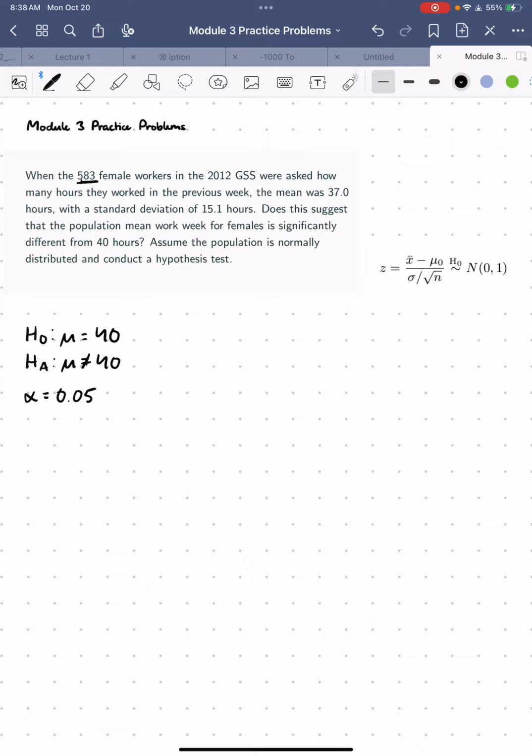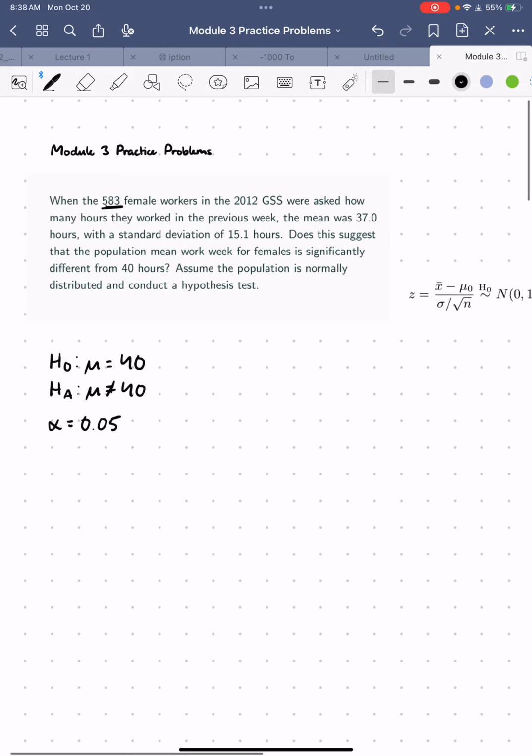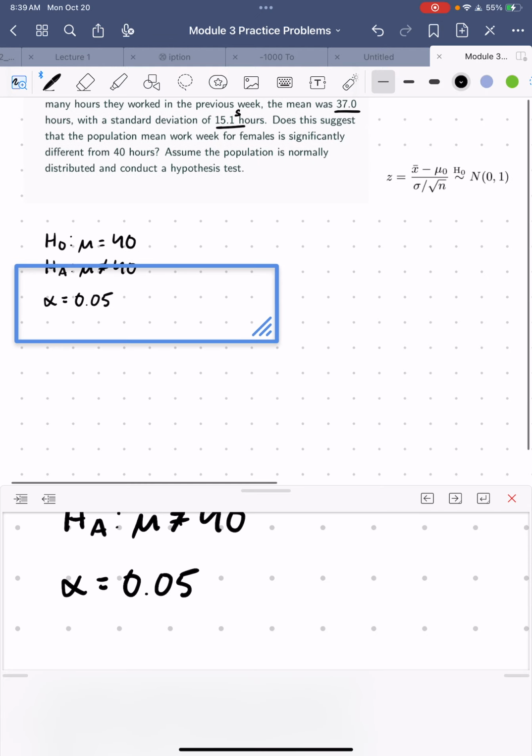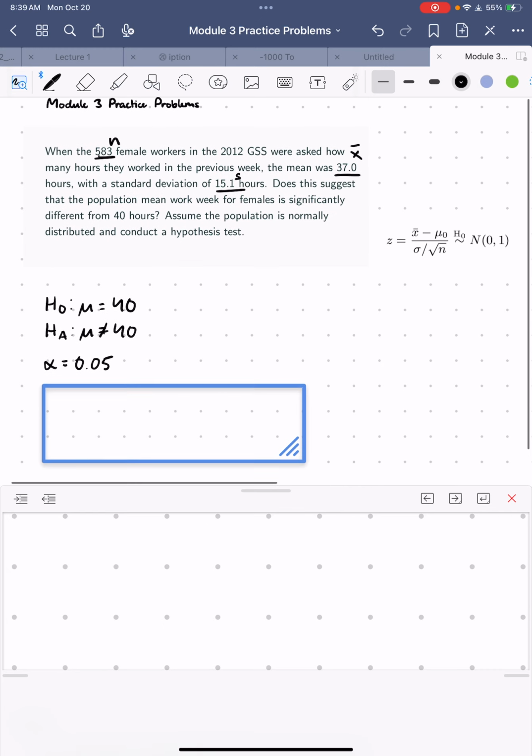So first we can get our values. We have our sample size, n, which is 583, and then we have our sample mean, which is x bar, and then we have our sample standard deviation, which is s, and we can plug them into our z formula over here that I have to the side. So we can write that out.